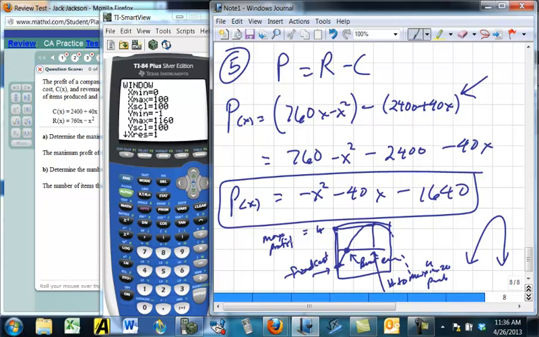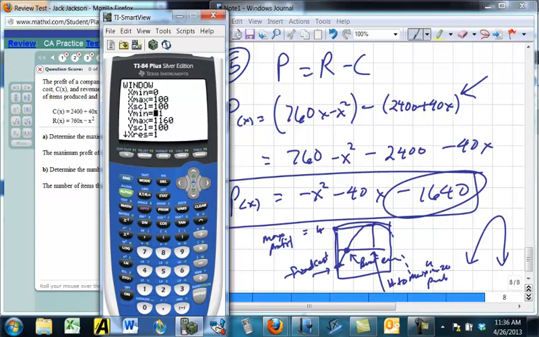Okay? So, we want a window that will kind of show all that. Well, notice that we're starting at negative 1640, so we need to go that far down. So let's go negative 1700. And I don't know how high. Maybe 10,000 at least. Let's just start at negative 2,000 then, and we'll mark it off in thousands. This may not be a good window, but it's a good place to start. So let's graph that.